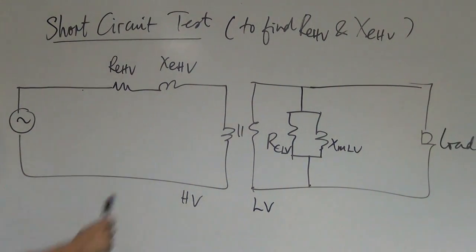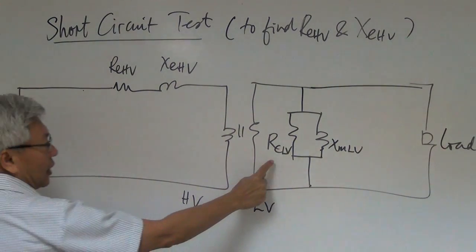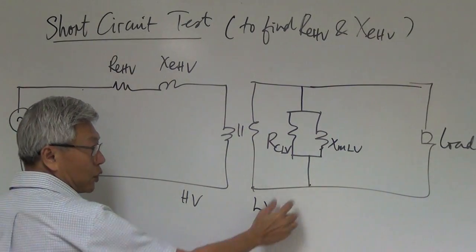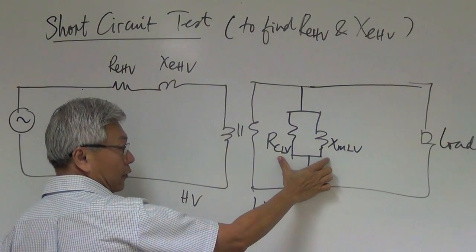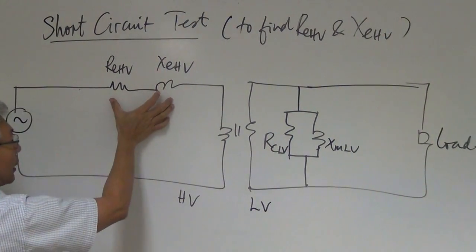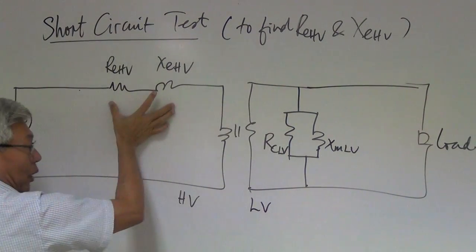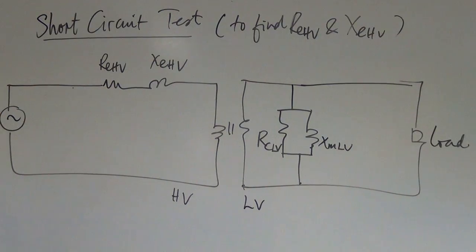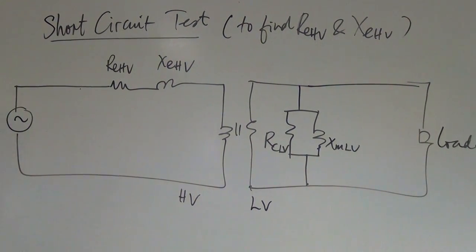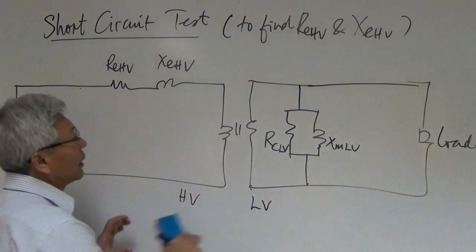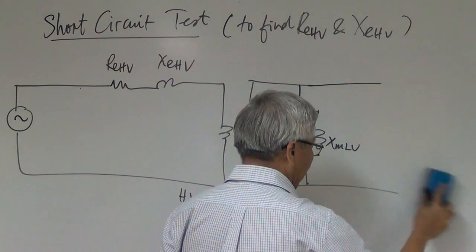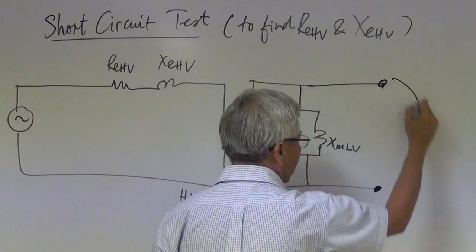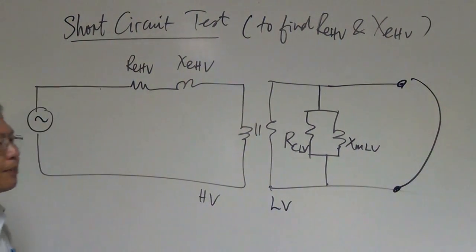I still remember the parameters. This is the core loss resistance and the magnetizing reactance at the low voltage side, which we used the open circuit test to find just now. Alright, and we lump the parameters R1 and R2 at the high voltage side. Now my primary is high voltage, so we do the experiment on the high voltage side. In the short circuit test, instead of leaving it open circuit, we short circuit it. So on the high voltage side, we short circuit it. So that is the experiment.